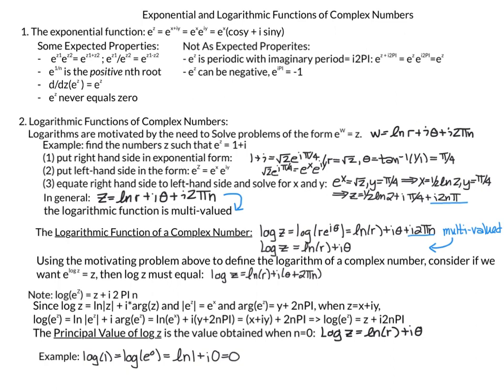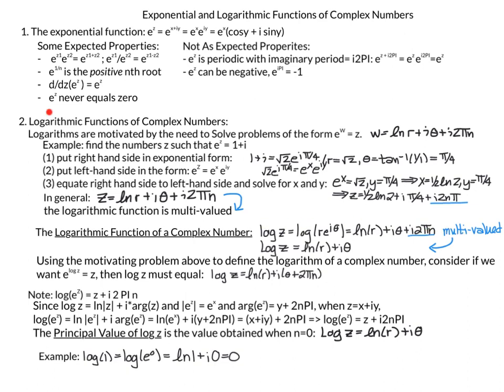But once we have this, we're going to use this motivating problem to define the logarithmic function of a complex number. And here we have the definition: log of z, and now we write z as an exponential, log of r e to the i theta, is equal to the natural log of r plus i theta plus i 2 pi n.